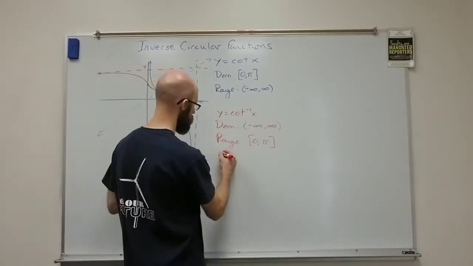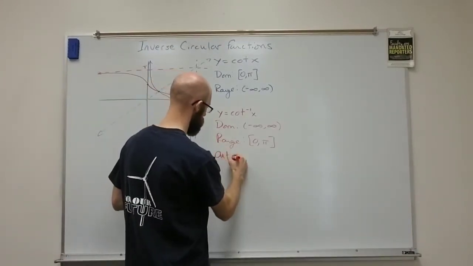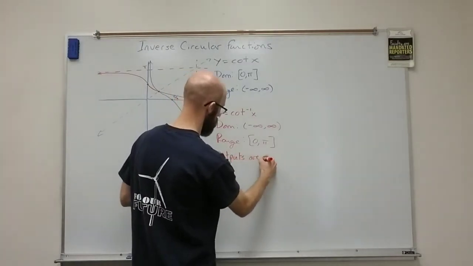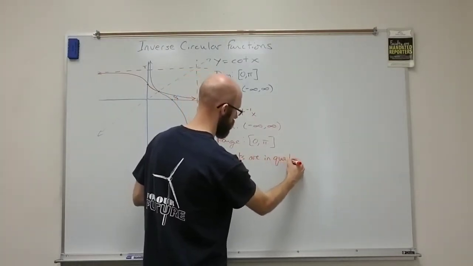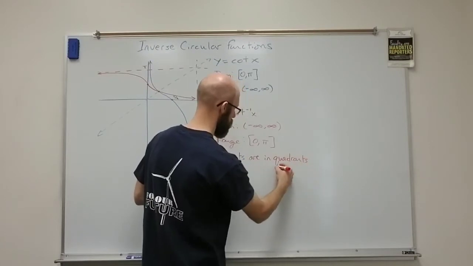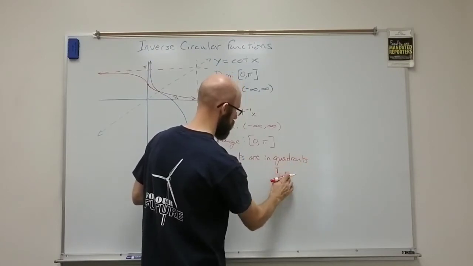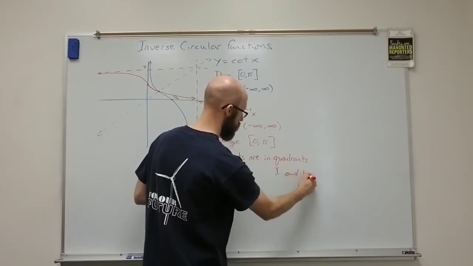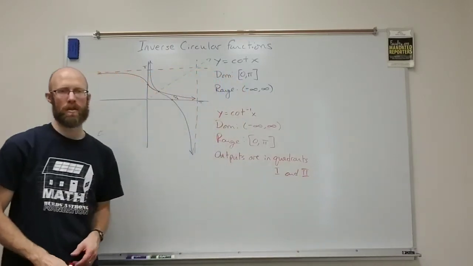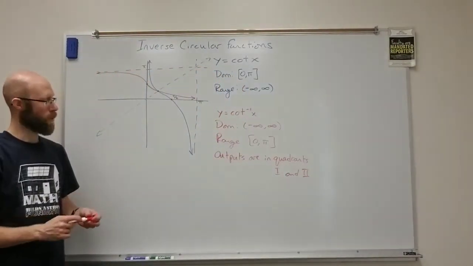The nice thing here is that the outputs are in quadrants 1 and 2, just like the cosine was. Okay, so we don't have to worry about negative angles there.